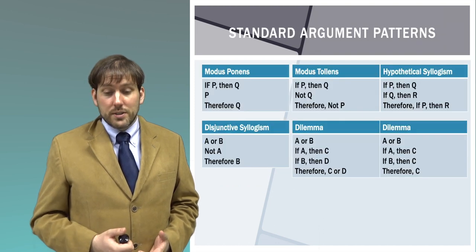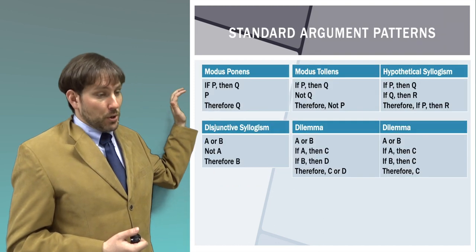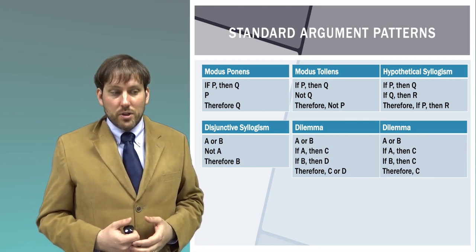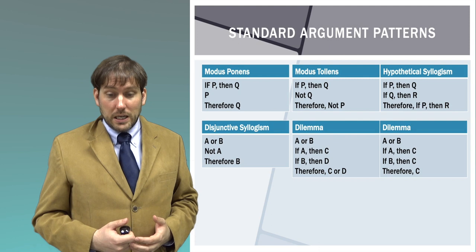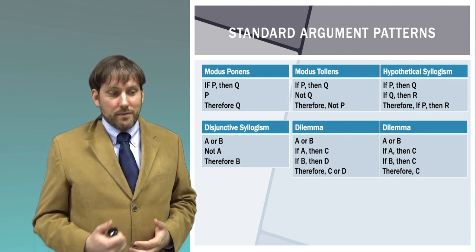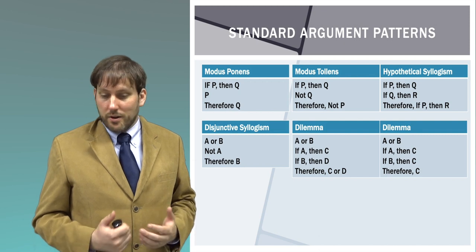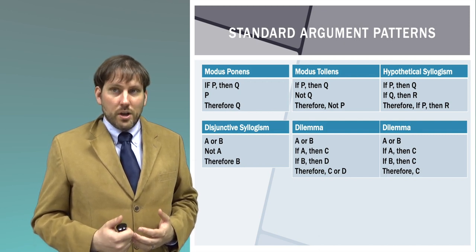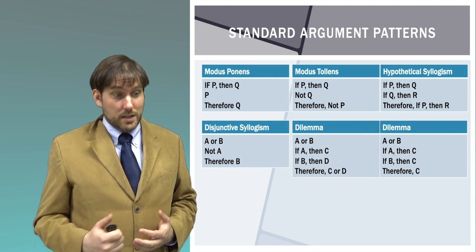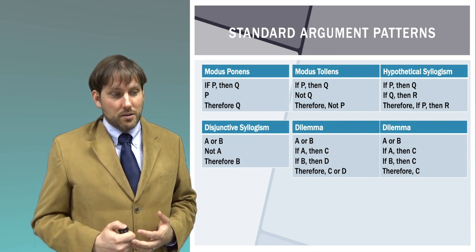So we also looked at standard argument forms. So we have modus ponens. If P, then Q. P, therefore Q. So if it is hot outside, then Dr. K is sweating. It is hot outside, therefore Dr. K is sweating. Modus tollens. If P, then Q, not Q. Therefore not P. So if it is hot outside, then Dr. K is sweating. Dr. K is not sweating, therefore it is not hot outside.